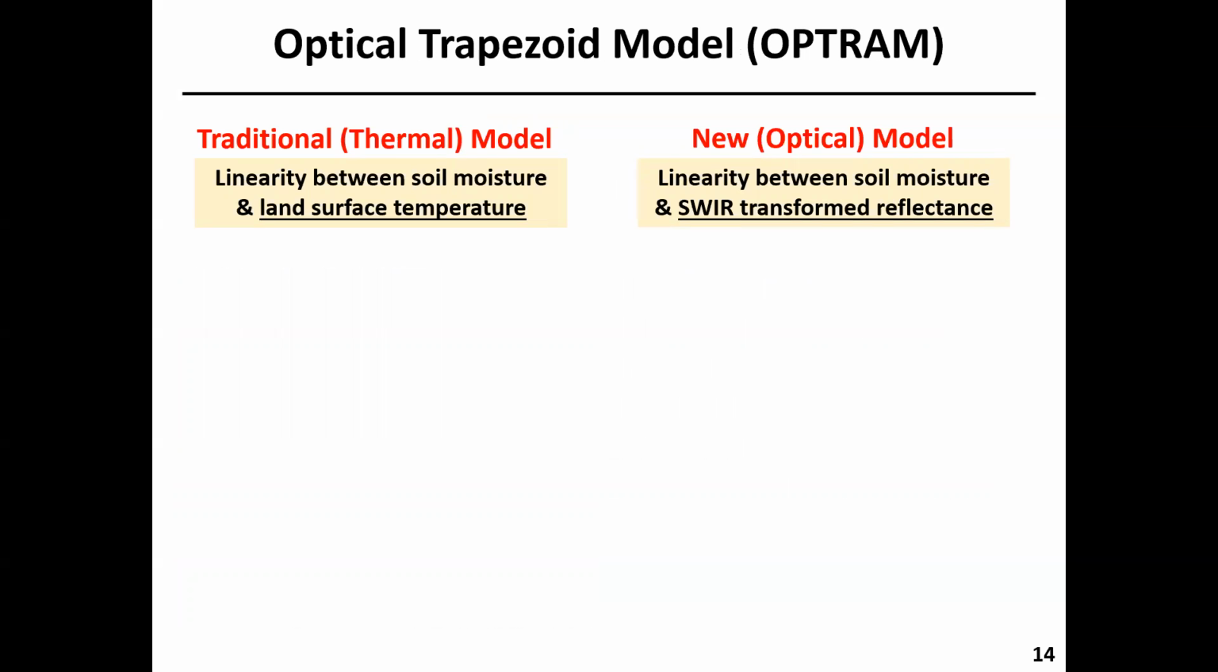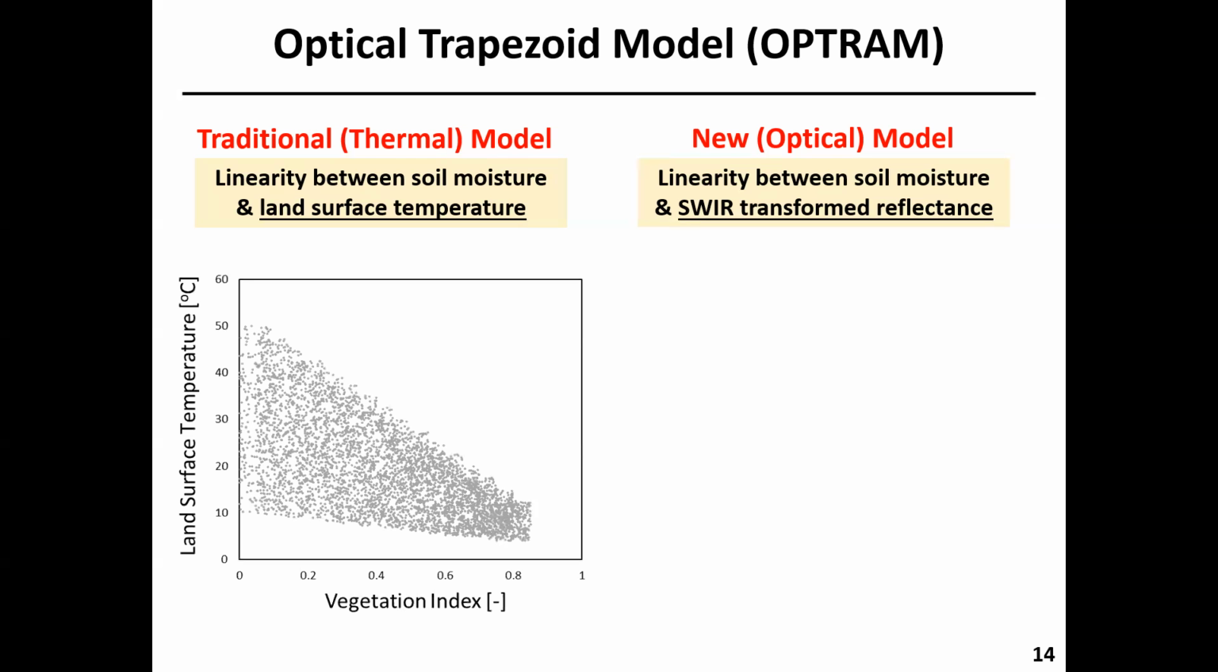So that was the beginning, and it gave us the idea to develop a large-scale optical method for soil moisture mapping that we later called optical trapezoid model, or OPTRAM. And we call it trapezoid model because we got the idea from the traditional trapezoid model, which is based on the assumption that there is a linear relationship between soil moisture and land surface temperature.